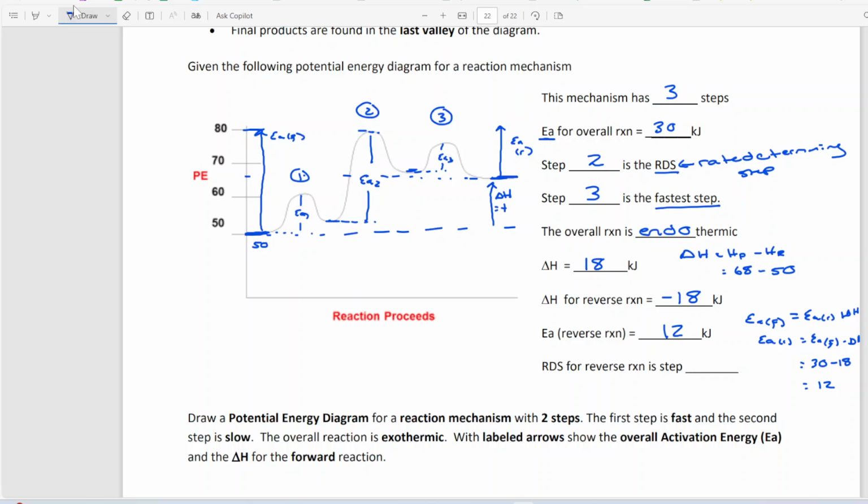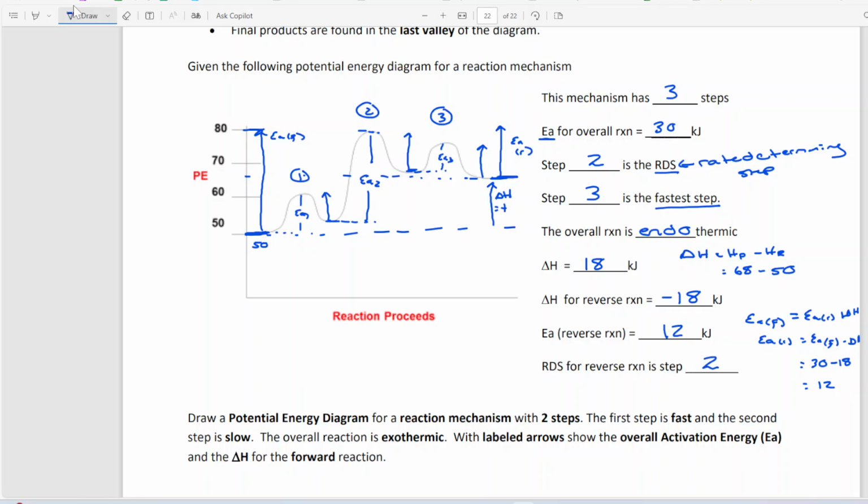And then my rate determining step for my reverse reaction, which would be what? So in the reverse, which one has the highest activation energy? So in reverse, this is EA1, this is EA2, and this is EA3. Which has the highest activation energy in reverse? Well, it's actually still step 2, I think.